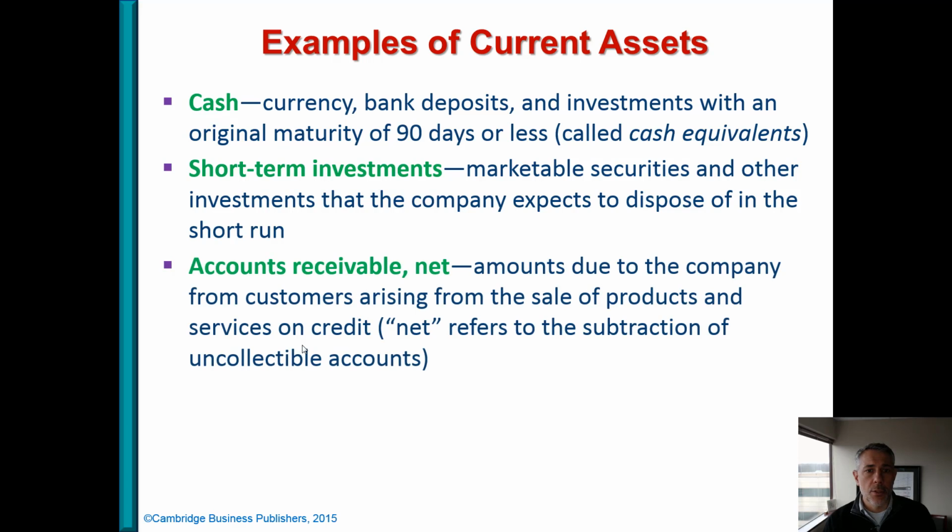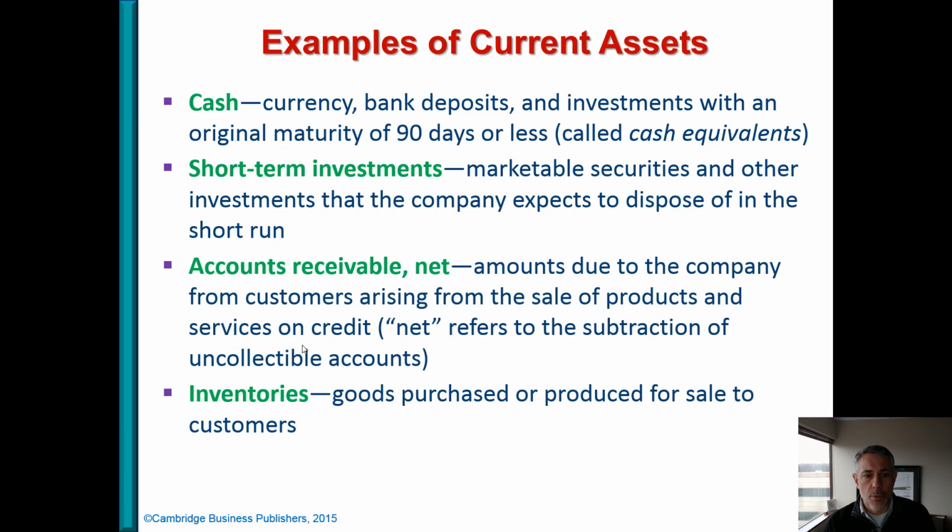Examples of current assets include cash, short-term investments, accounts receivable. Accounts receivable is always presented net. In another module, we'll get into the calculation of accounts receivable, how we reserve against future write-offs, against future bad debt expense. Generally, a company will have some history of what percentage of accounts go bad over time, and we use that to make a reserve against the accounts receivable presented on our balance sheet.